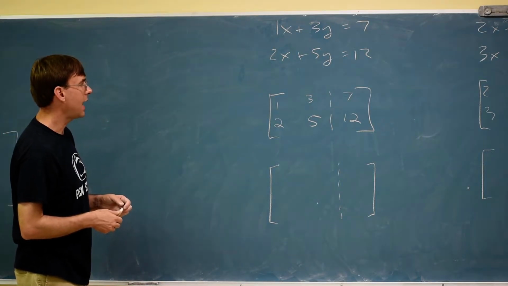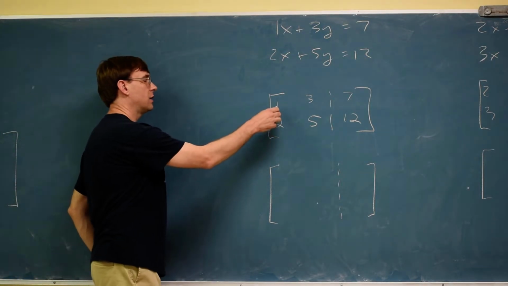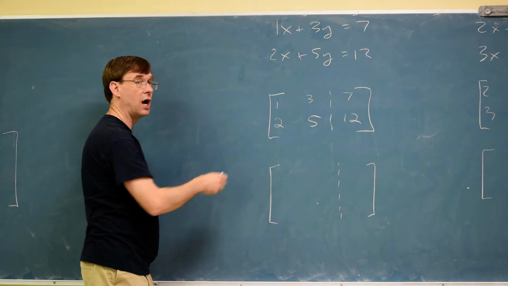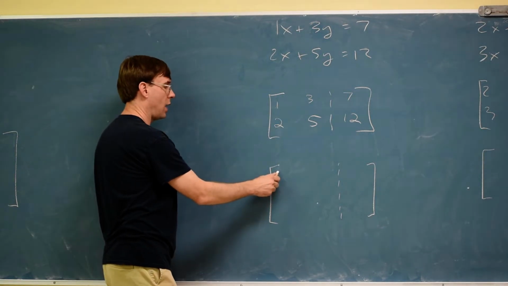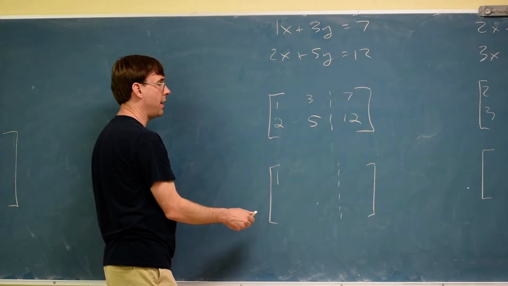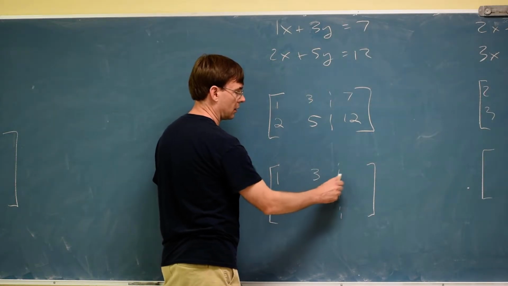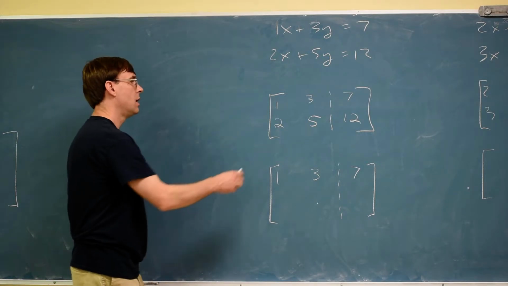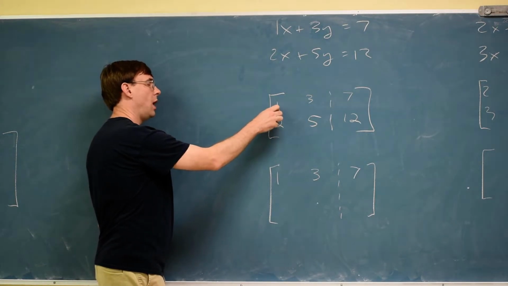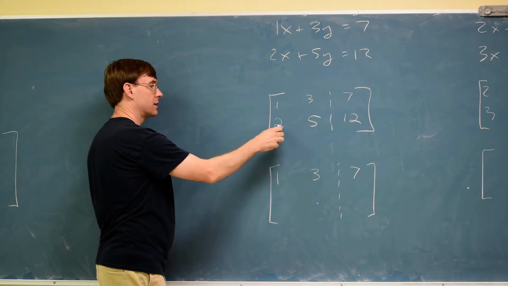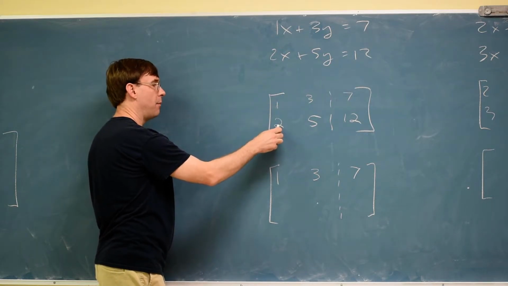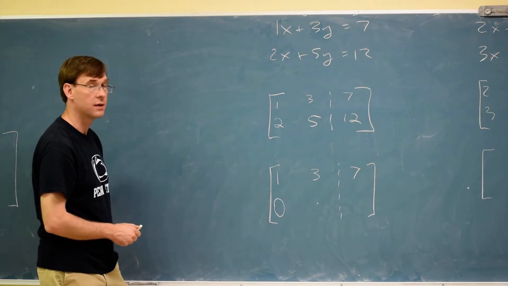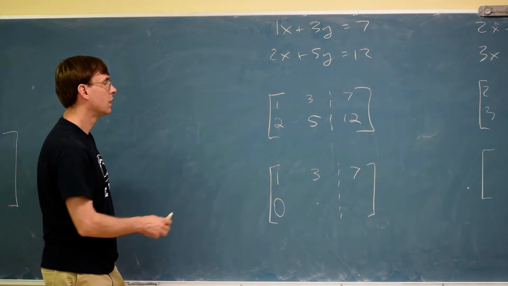What I'm always after is trying to use this top left corner to make zeros under it. So I'm happy with a 1 there. This top row, I can just keep it the way it is. But I'd like to use this 1 to create some opposites and eliminate the numbers underneath it, and make zeros underneath that top left corner.